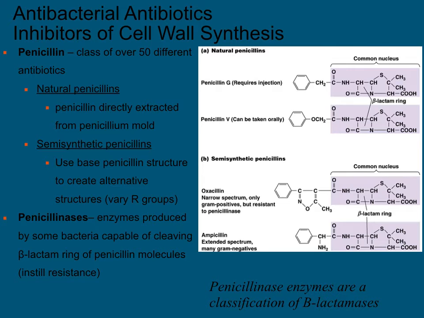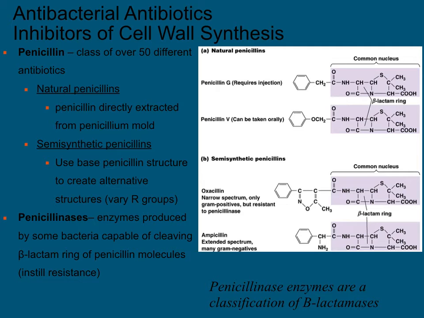lecture pretty short. All right, so inhibitors of cell wall synthesis include your penicillins. And penicillins is a huge class of drugs, right? Over 50 different antibiotics fall under the class of penicillins. Now, there are natural penicillins and semi-synthetic penicillins, and there's an important difference between the two. Natural penicillins are those that are directly derived from the actual penicillium fungus itself. And in the natural penicillins, some of them are no longer on the market, and that is because so much resistance has developed against those penicillins.